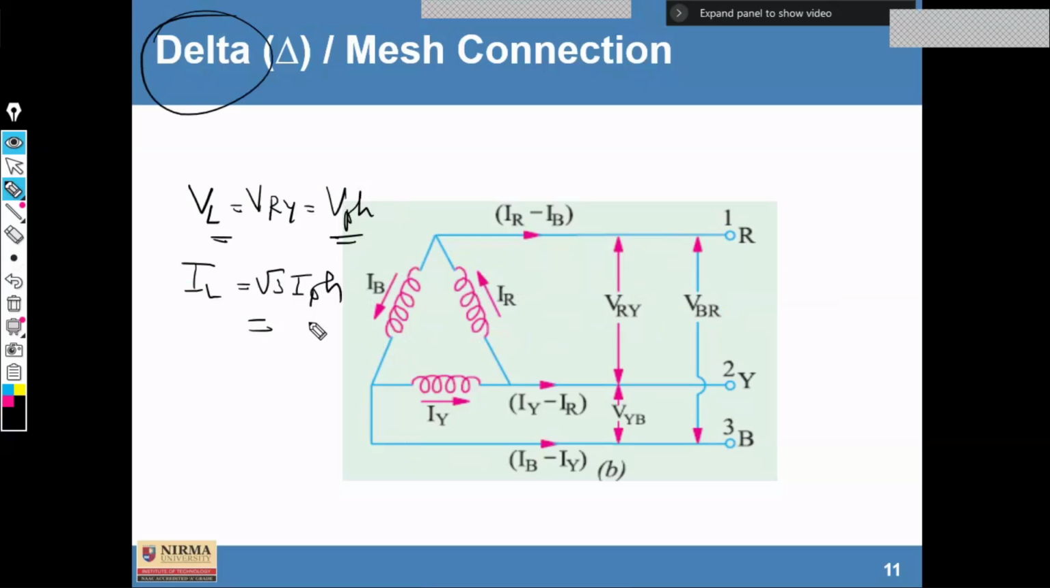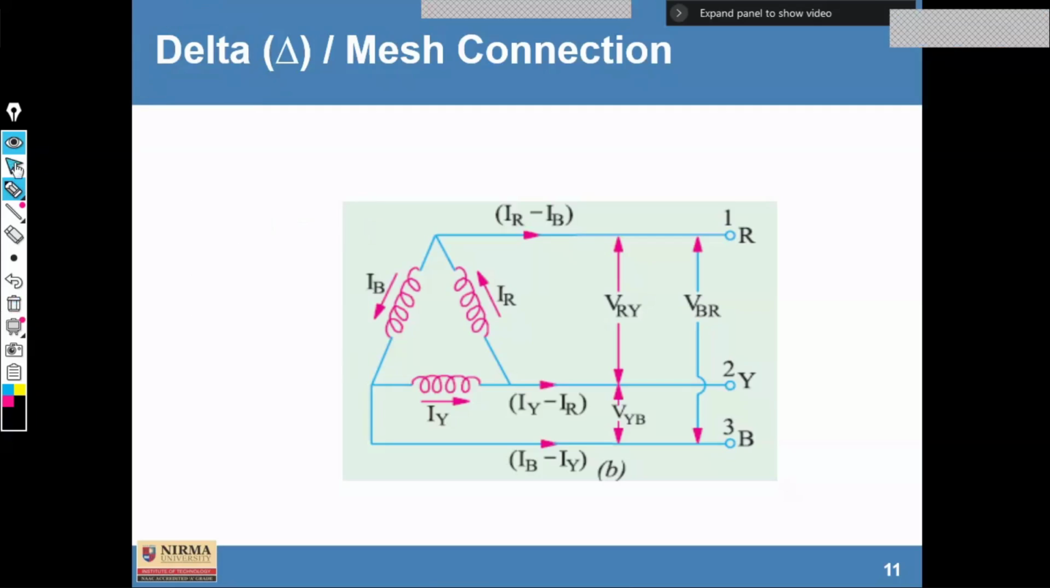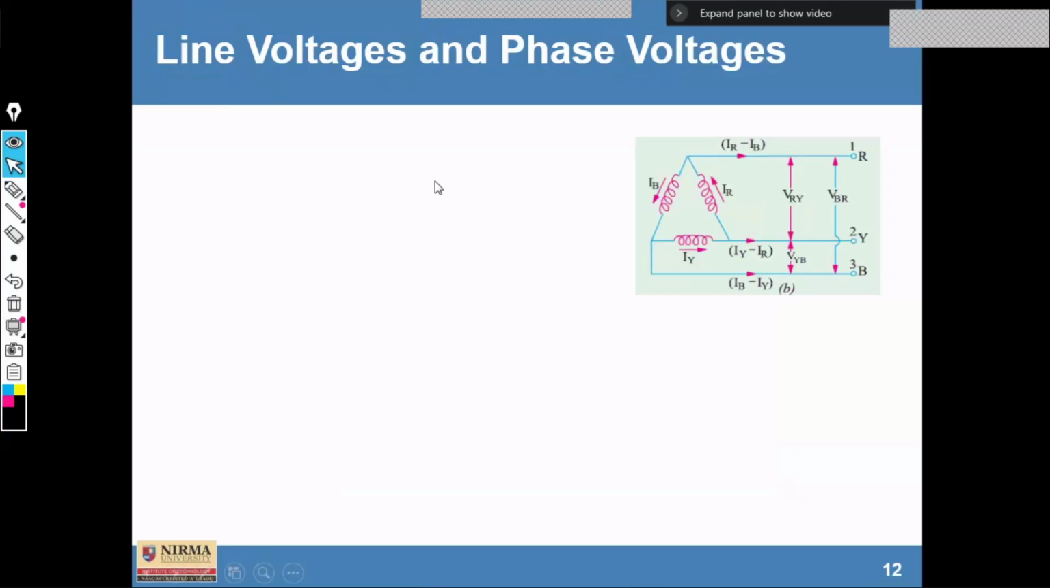So try to understand and recognize what is line current, what is phase current, and what are the relationships for delta connections and for star connections. Clear? Because ultimately we are going to use it for numerical solutions. Clear? Now, these are the four different terminologies which we have discussed, which we are going to derive.